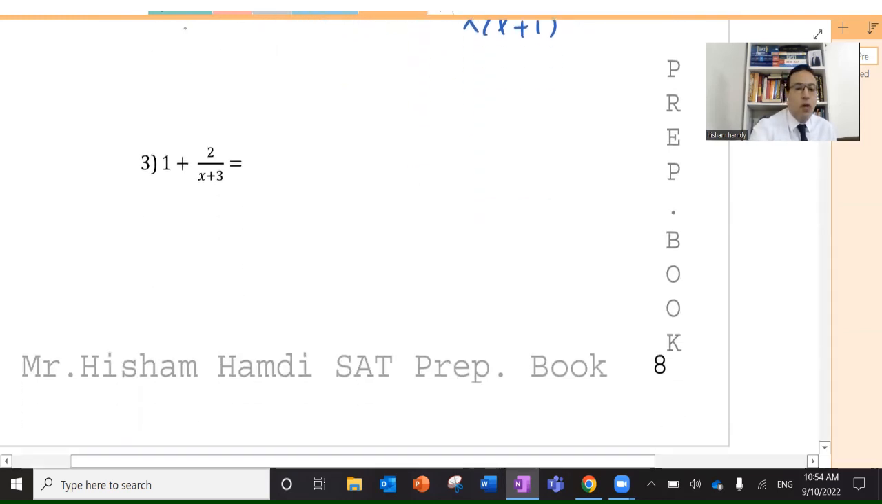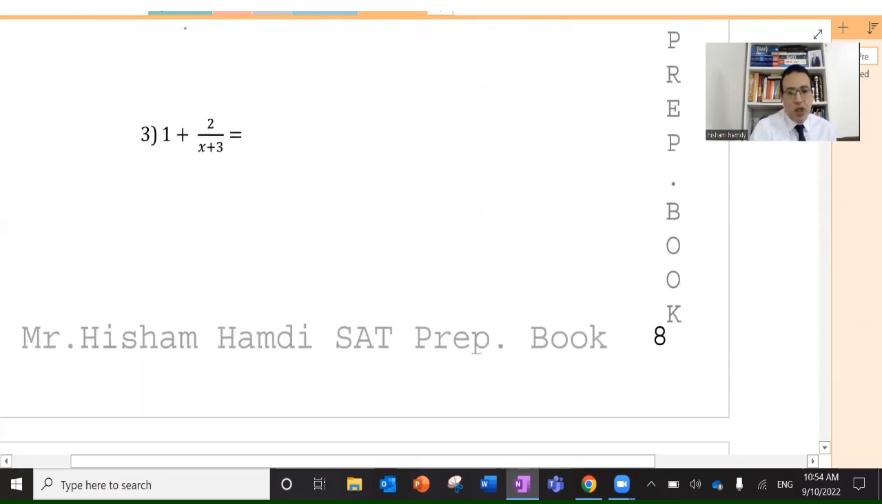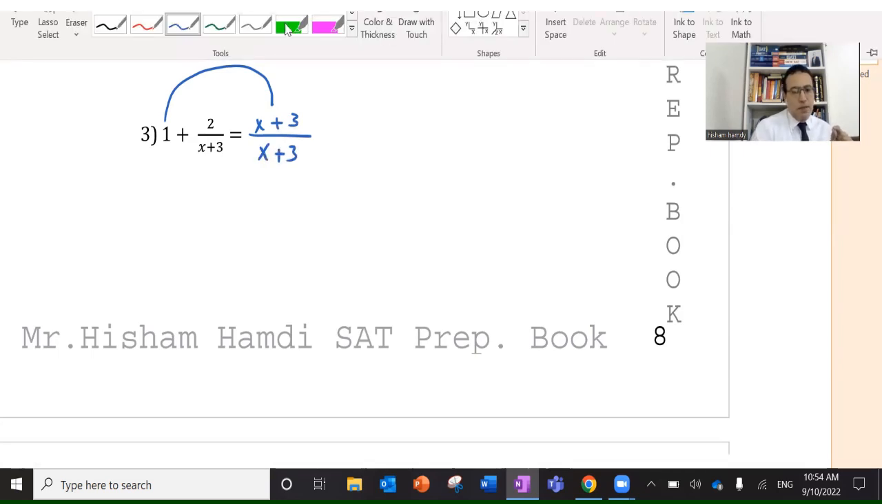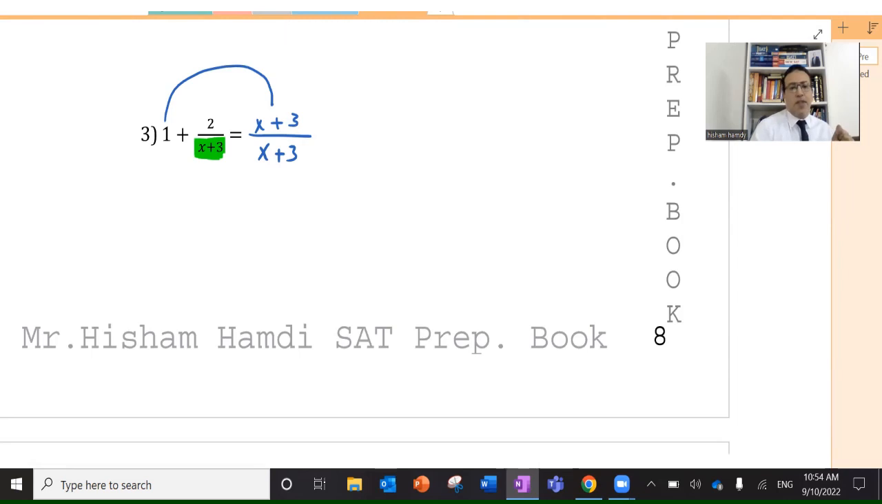If I have a whole number plus a fraction, I can change the whole number, which is 1, to be written as x plus 3 over x plus 3. Why? Because the denominator here is x plus 3. So I'm going to write it as x plus 3 over x plus 3, and the second one is 2 over x plus 3.